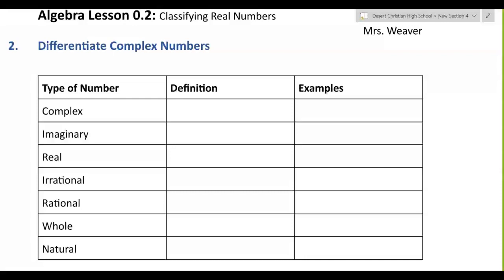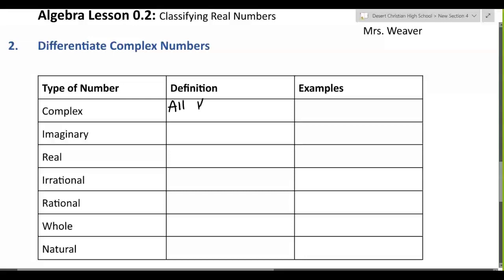All right, we're going to now go through our numbers and look at all of our different types of numbers together at once. So we're going to start with complex numbers. Complex numbers are all known numbers.